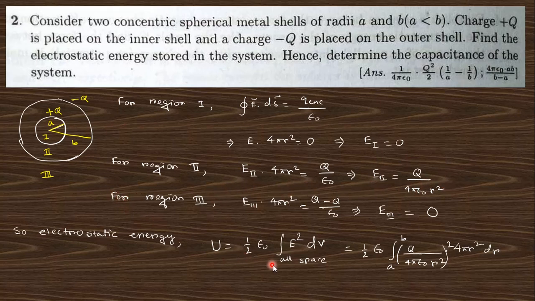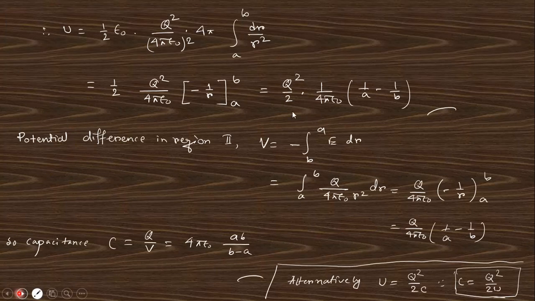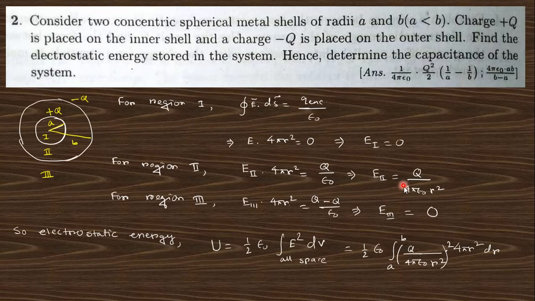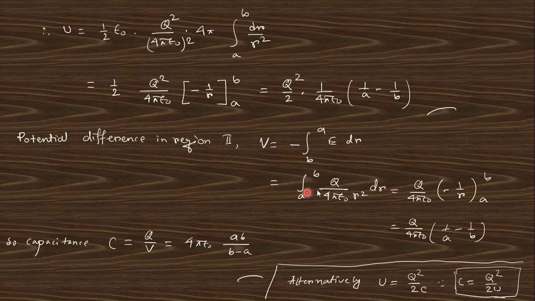So the electrostatic energy is half epsilon naught E squared dV over all space. E is present only in the second region, that is the A to B region. You take this integration and you will find this value. This is the electrostatic energy, and you know the potential difference is nothing but the integral of E dr. We already found the electric field within that region. Only this region has an electric field, and the other two are 0. That's why we take the electric field within that region, and taking the integration you will get the potential difference. So the capacitance will be Q by V, and you will get this answer.